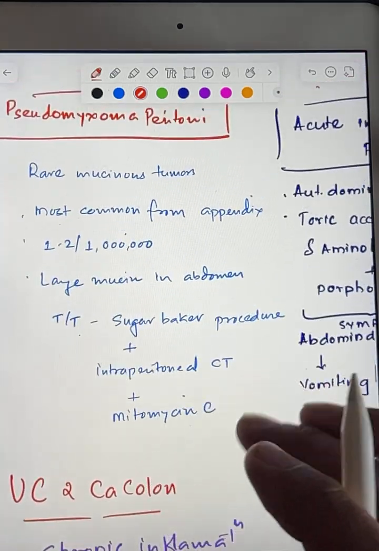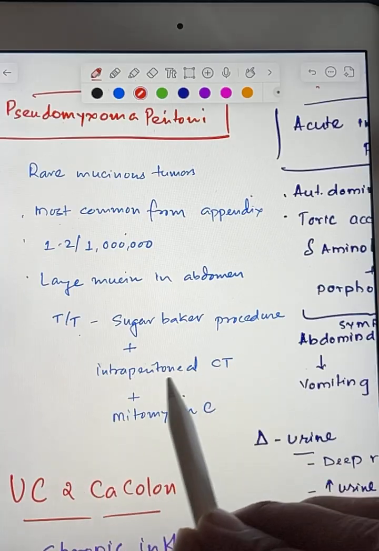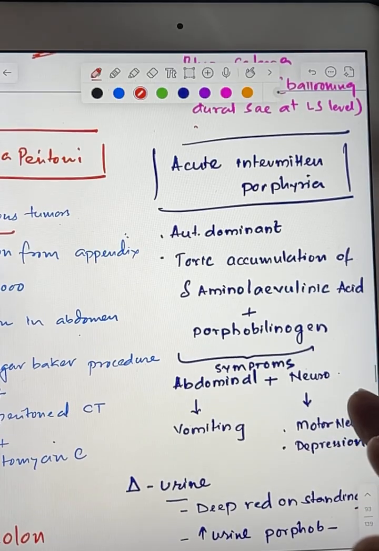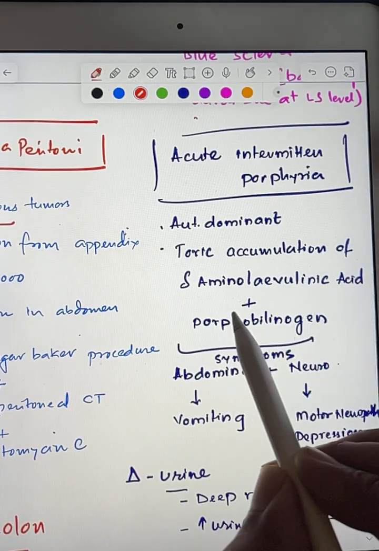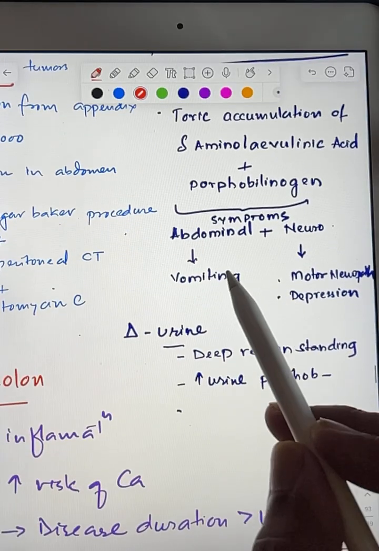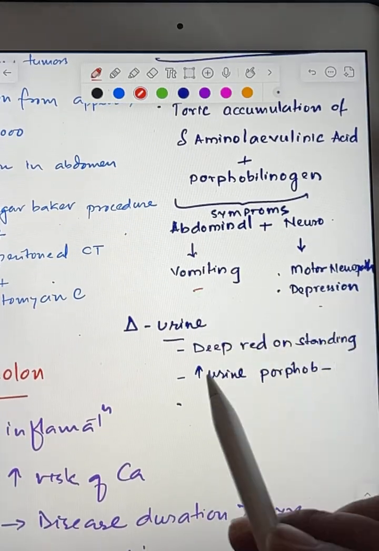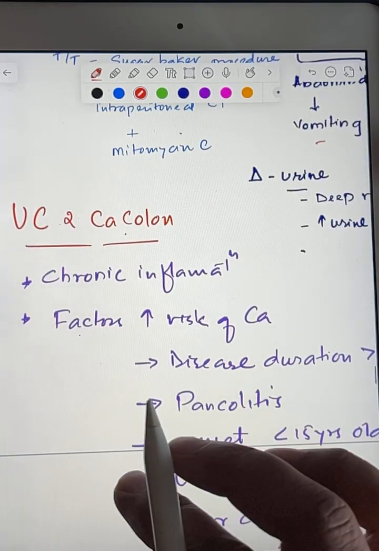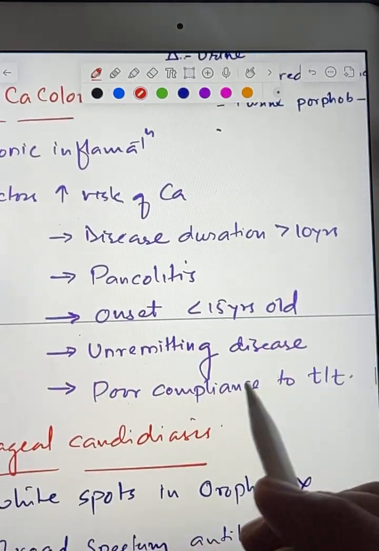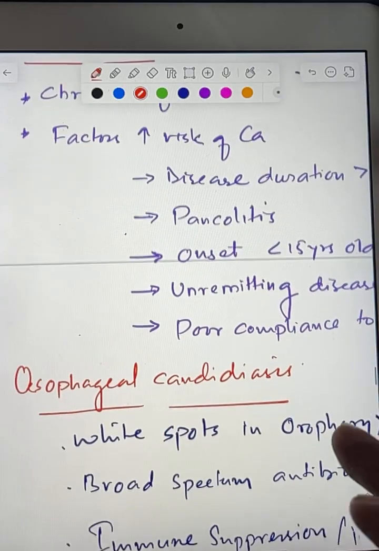Pseudomyxoma peritonei, this is the Sugarbaker procedure, that is for mucinous tumors. Acute intermittent porphyria, autosomal dominant, serum aminolevulinic acid, porphobilinogen, abdominal and neurological symptoms, vomiting and depression, urine deep red. Ulcerative colitis, colon cancer, chronic inflammation is a factor, increased with disease duration more than 10 years, pancreatitis, and remitting disease.